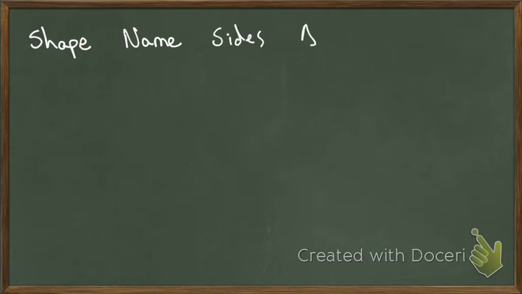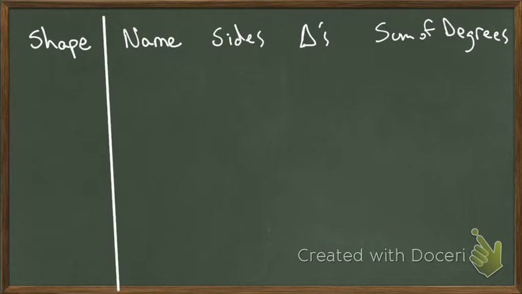Now, I'm going to set up an exploration for us today. We're not going to go anywhere. We're just going to explore our minds. So, here's what I want you to write down. You're going to make a table. In your table, you're going to have a shape, a name, the number of sides, a number of triangles, and a sum of degrees. So these are the things we're going to set up.